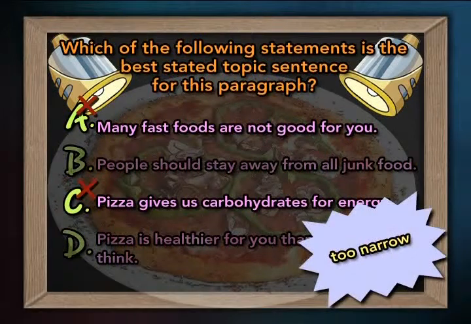Well, A and C again seem much too narrow. Many fast foods are not good for you, and pizza gives us carbohydrates. Well, that's true, many fast foods are not good, but there's more to this paragraph than just fast foods. There's a whole bunch of stuff on pizza. So A can't be right. Pizza gives us carbohydrates for energy is true, but the paragraph also says that pizza gives you cheese and meat for protein. The tomatoes and the herbs give us vitamins and minerals. So that's too narrow as well.